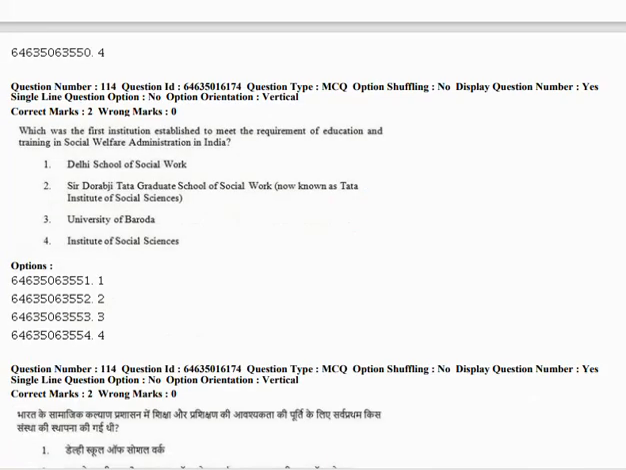114. Which was the first institution established to meet the requirement of education and training in the social welfare administration in India? It is TISS. Option number 2 is the correct answer. We will look at the years of all these.